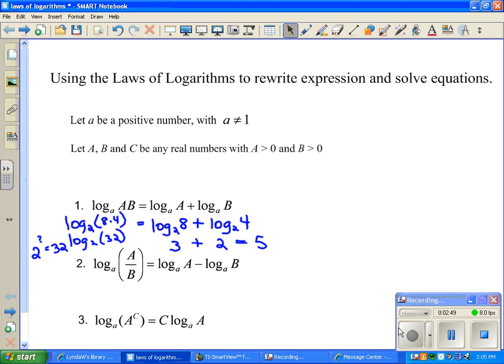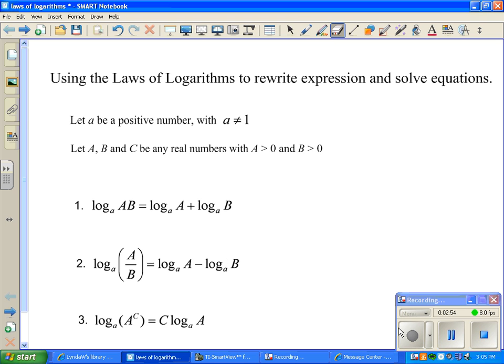So the formula worked, the law worked, and a lot of it has to do, and I usually show this to my students in class, I go back to the rules of exponents that we learned in Algebra 1. 2 cubed times 2 squared equals 2 to the 5th. If you're multiplying powers with the same base, you add the exponents. Logarithms are basically exponents. So if you're adding logarithms, it's like adding the exponents in a multiplication problem.